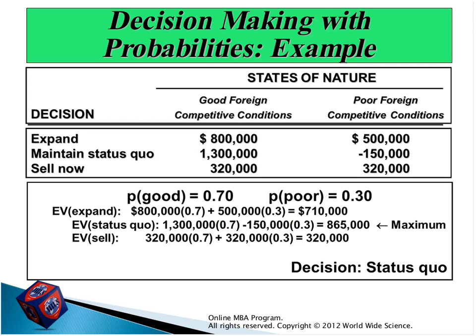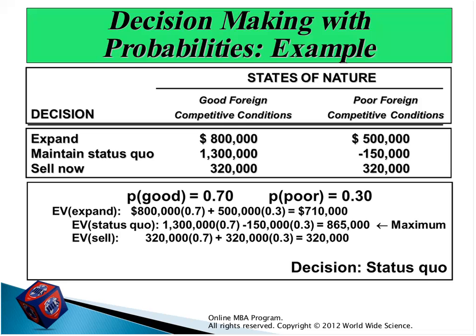Operation managers have succeeded to calculate probability for good following competitive conditions. They have found out that the probability for good following competitive condition is 70%. So P good is 0.7, or 70%, the probability that good following competitive conditions happen in future. And 30% has been allocated to poor following competitive conditions.